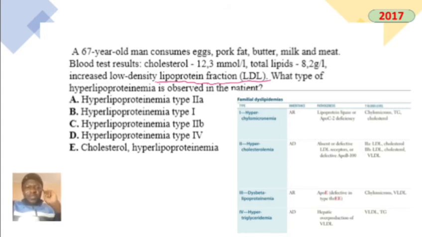Just remember only type 2, right? Type 2 is A and B. A is the first one with only LDL. And then B with LDL and VLDL. Simple, I think.